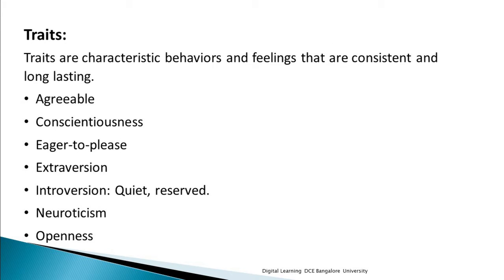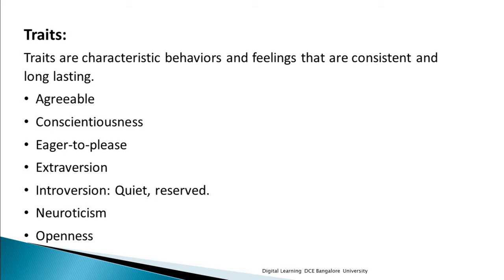Let us understand what is this trait. Traits are characteristic behaviors and feelings that are consistent and long lasting. Here it means a trait is a characteristic feature of a person. He is known for it, and because of that particular characteristic he is known. That means each and every person will have some kind of strong characteristic features. That is what a trait is.